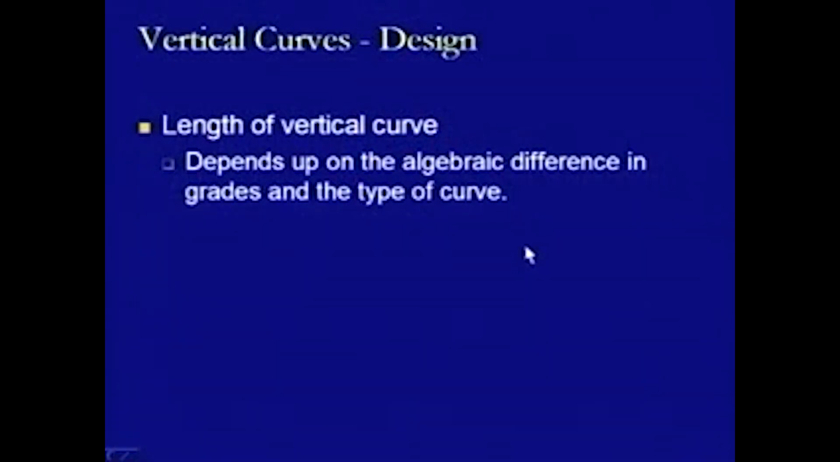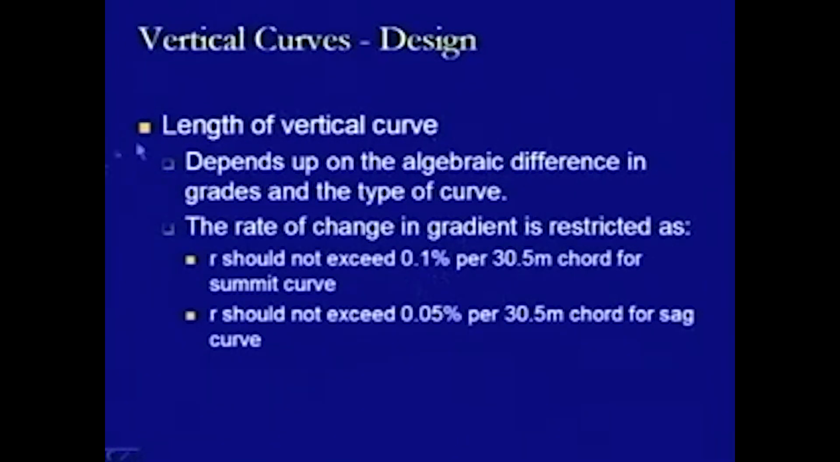Now, here we are looking at the length of the vertical curve. This length of the vertical curve depends on the algebraic difference in the grades as well as the type of the curve. These are the two factors which are going to govern the length of the vertical curve. Another thing which will have an effect is the rate of change in gradient, and this rate of change in gradient is defined as a small r, as shown here, and this r should not exceed 0.1% per 30.5 meter chord for the summit curve.